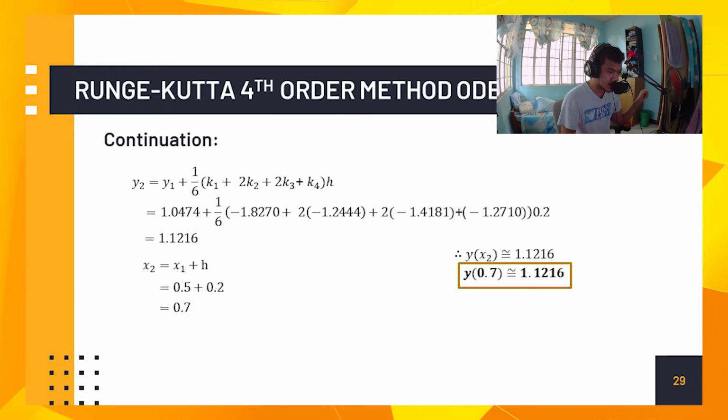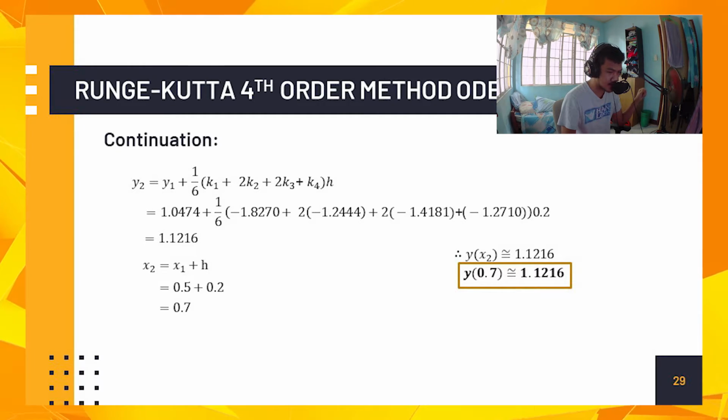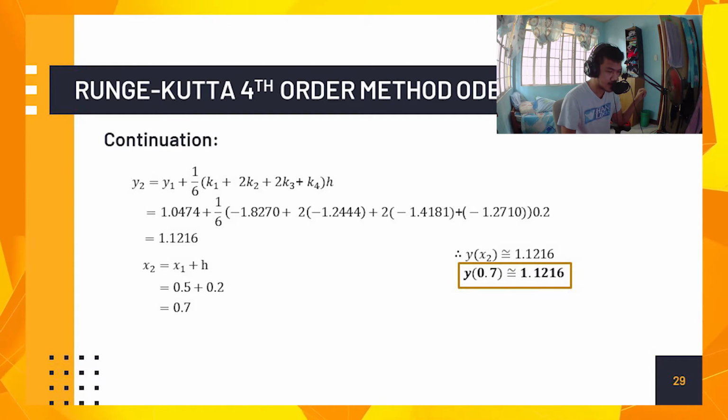x sub 2 is equal to x sub 1 plus h, which is equal to 0.5 plus 0.2, which is equal to 0.7. So y of x sub 2 is approximately 1.1216. So y of 0.7 is equal to 1.1216.